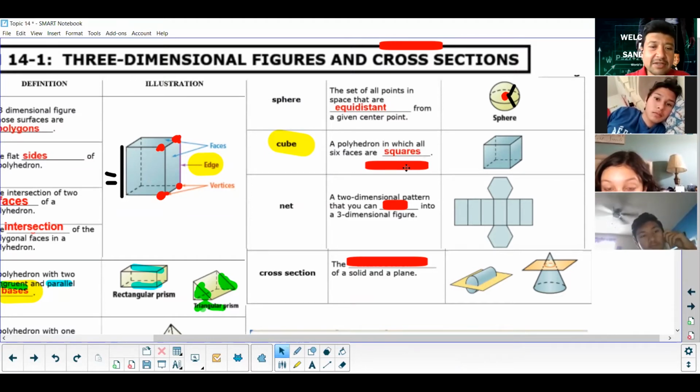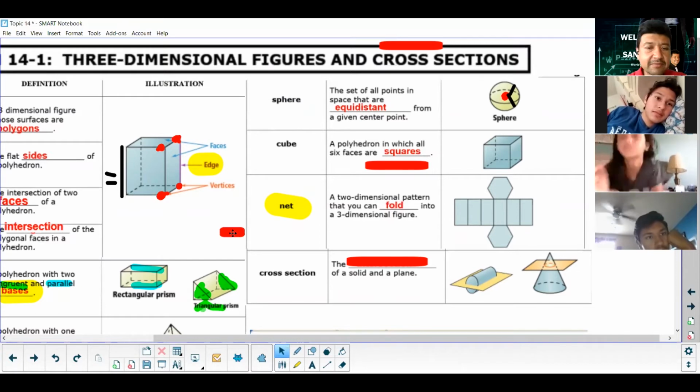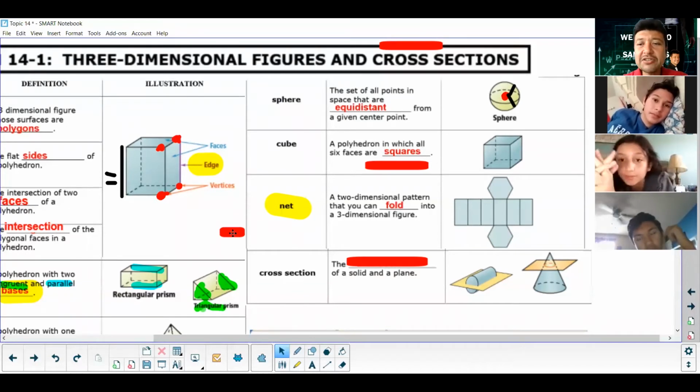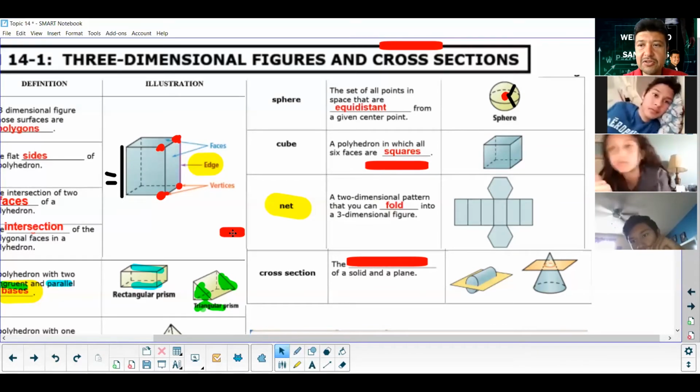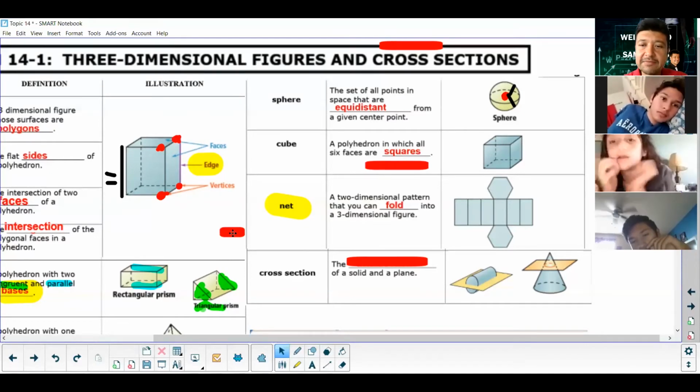All right, Maximus, go ahead and read the next one, net. A two-dimensional pattern that you can fold into a three-dimensional figure. Okay, so you could fold. Now, hey, listen, why do we draw nets? Does anybody know? To see the 2D form? Yeah, it's kind of like a 2D form. Also, it's easier to find surface area of a net. Okay, because everything that has volume also has surface area on the outside.